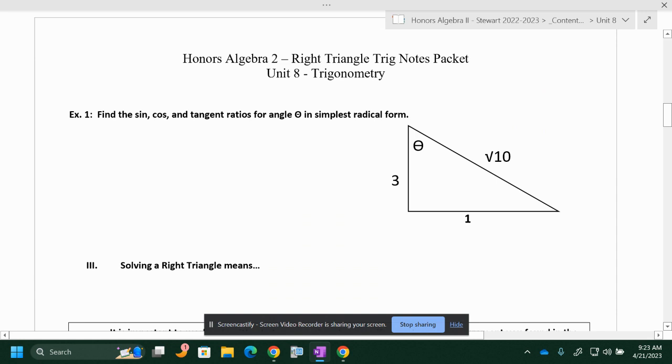Find sine, cosine, and tangent ratios for theta in the simplest radical form. Again, make sure that you are doing these in simplest radical form, so we're not necessarily using our calculator. We're just trying to get the ratios. So first off, I'm going to find sine of theta. Again, this is a video, so if you want to pause it first and do these, you can. Knowing where theta is, this is my opposite, my adjacent, and my hypotenuse.